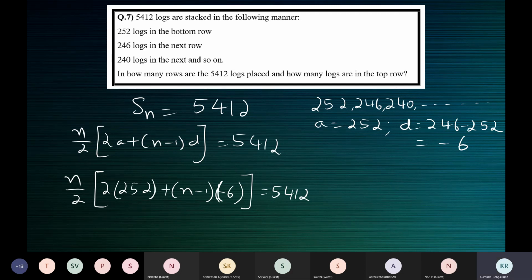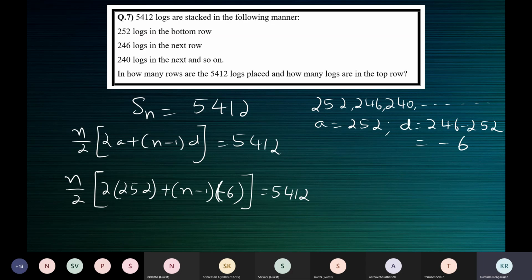Yes, children, what's the value of n? Ma'am, for me it's coming 41. 41 and 44, is it? Yes, ma'am. I got 41 and 44, but when we do A44, it's coming -6. So -6 logs can't be possible. That's why. Correct.